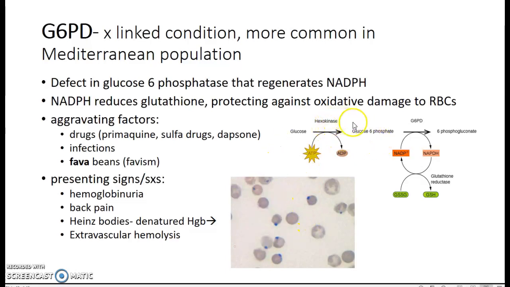So, brief review, you guys learned about the hexose monophosphate shunt, kind of regenerating this glutathione to protect against these oxidants. Look for hemoglobinuria, back pain, and Heinz bodies.